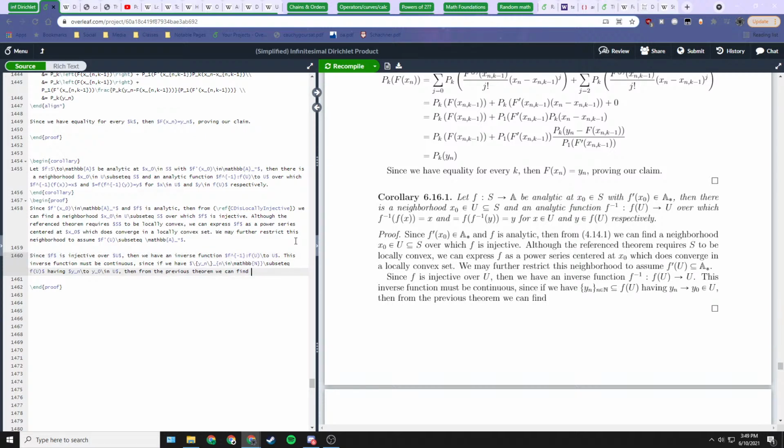Okay, then this inverse function must be continuous, since if we have y_n across n in naturals, a subset of f of U, having y_n going to y0 in U. From the previous theorem we can find a sequence x_n, y0, sorry, f.